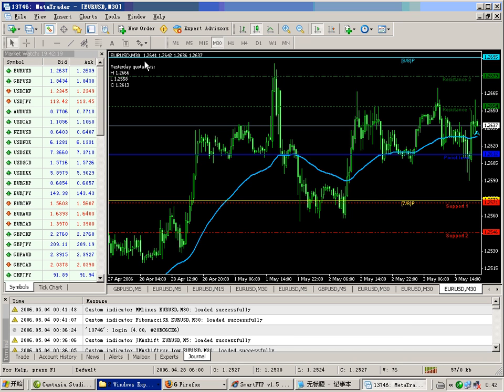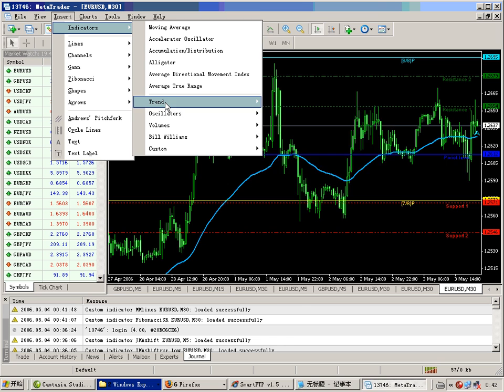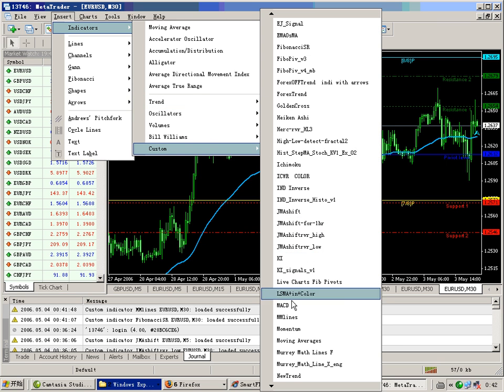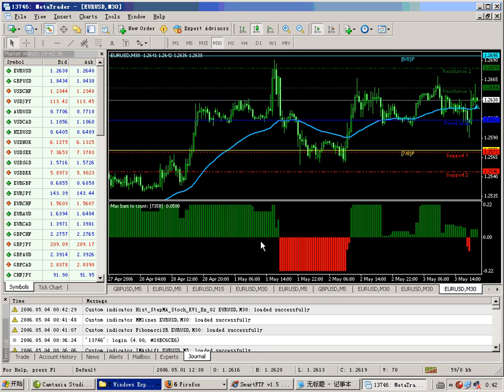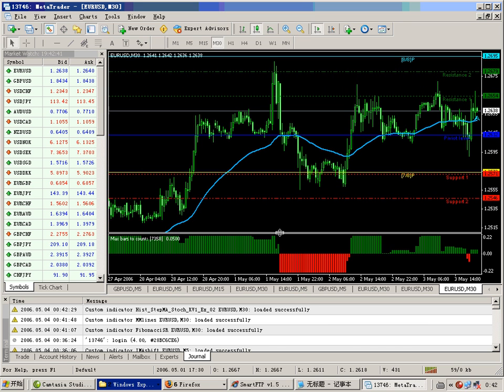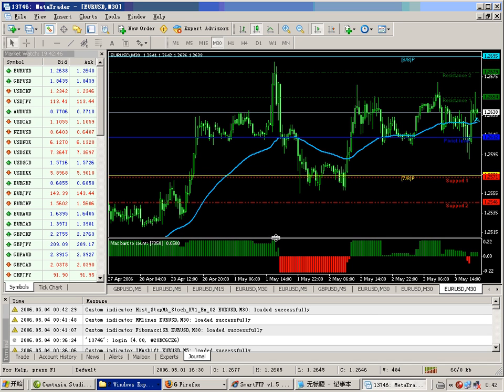Now we want our off chart indicators. So first of all, we want our step MA histogram, and that should be in custom. I've got it as step MA stock, but you've got it, I think, as SMA or STMSS stock histogram. Whatever you've got it as, stick it on your chart, OK it, and what you can do is just make it a bit smaller as well by left clicking on this grey bar and dragging the mouse down. And this is our chart. We're going to zoom in a couple more notches now by pressing the plus on the numeric keypad.